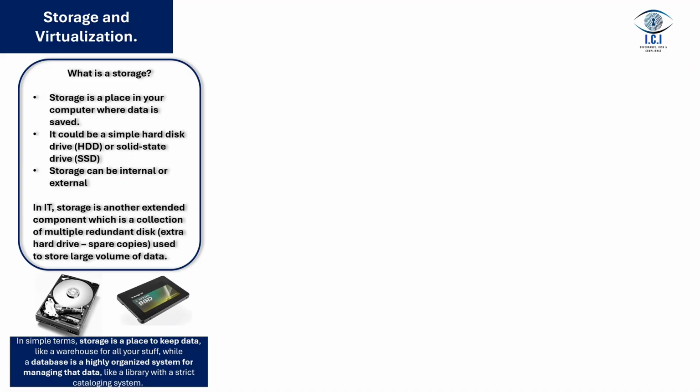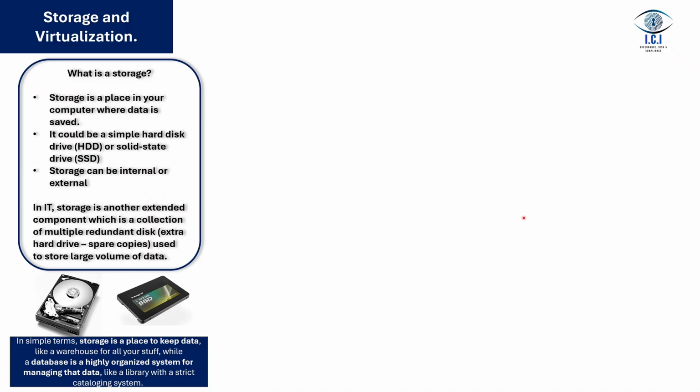If you look at this picture here, you can see that this one that has a red dot is an example of an HDD, which is a hard disk drive, while this flat one here is an SSD. So in simple terms, if we are to contrast them, we can say storage is a place where data is being kept, while a database is a highly organized system for managing that data.